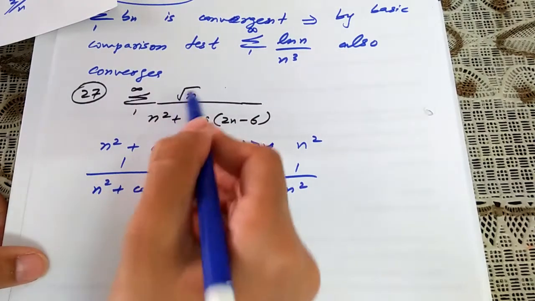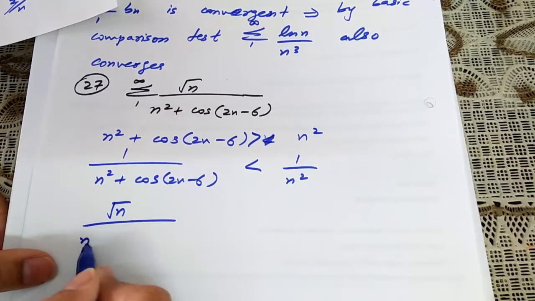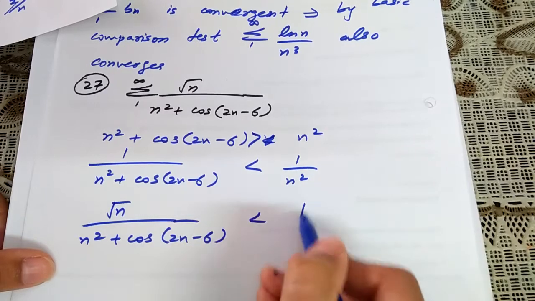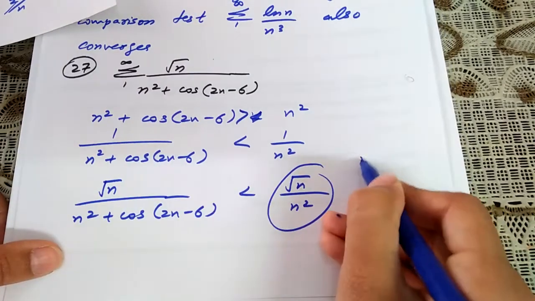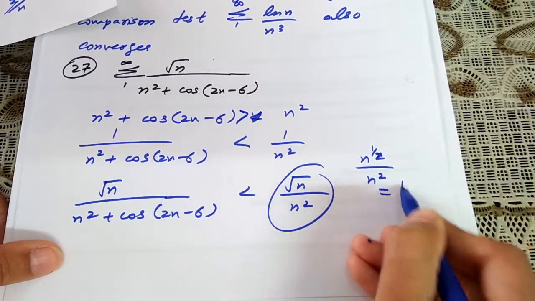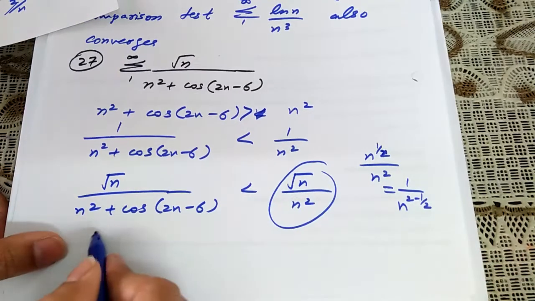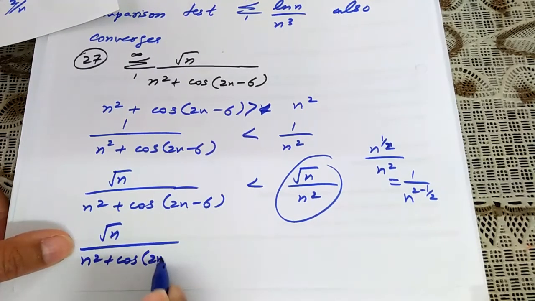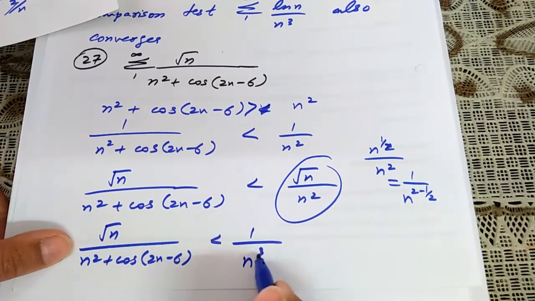Now I have here this under root n in the numerator, so multiply under root n on both sides. Under root n over n square plus cos of 2n minus 6 will be less than under root n over n square. Now simplify this term. This is n raised to power 1 by 2 over n square. This will be equal to 1 over n raised to 2 minus 1 by 2. So under root n over n square plus cos of 2n minus 6 will be less than 1 over n raised to power 3 by 2 here.